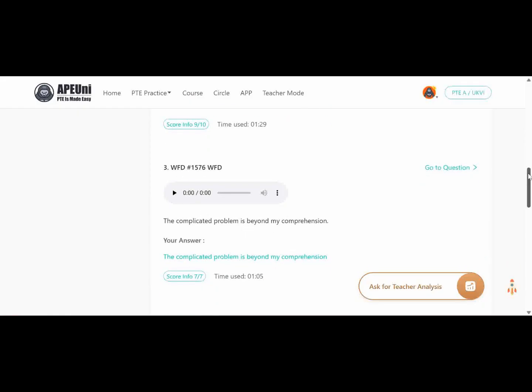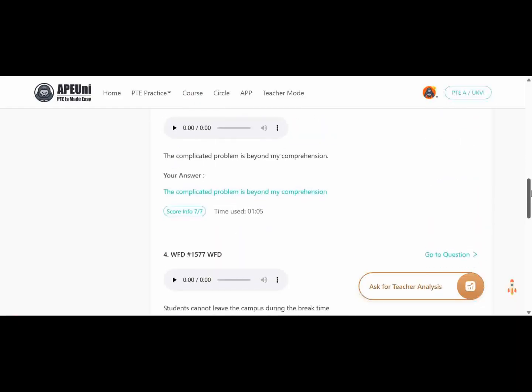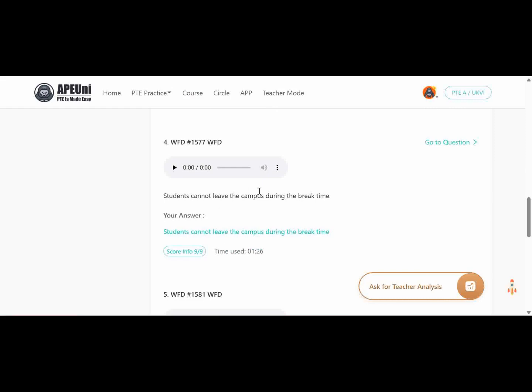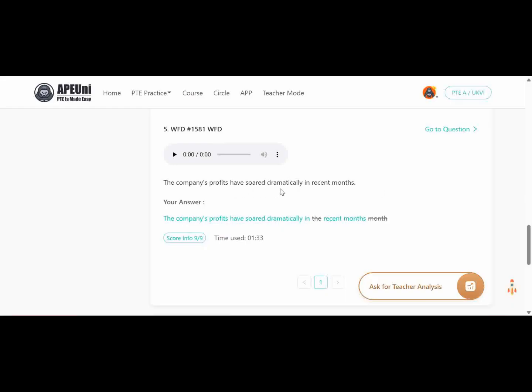So that's why I am saying to you that you have to just do the proofreading. Students cannot leave the campus during the break time. So this is the company's profits have soared dramatically in recent months. So it is recent months. So if you are adding 2, then it will not affect your score. So this is the way how you can improve your write from dictation.